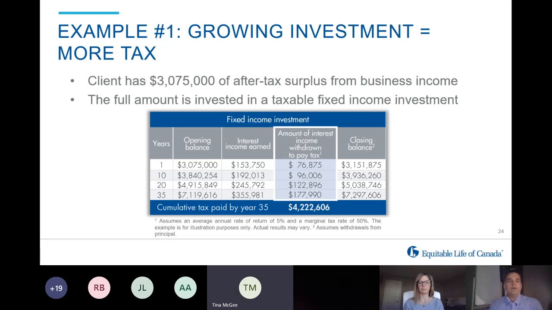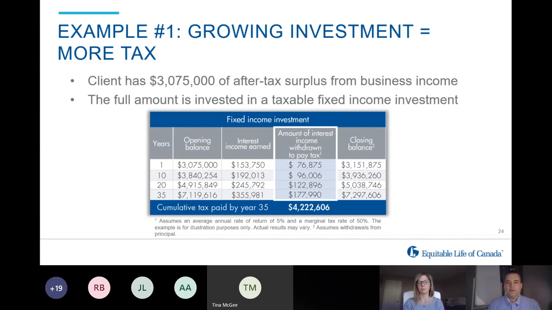So we've got a client that has $3,075,000 and they're earning 5%. And I just used 50% because it's easier math for everybody to follow along. So if they earn 5%, that spits out first year $153,000 in interest. They pay away half of it in tax. Their closing balance at the end of the year is $3 million. You can follow the story, and this is on a 50-year-old. So the example's on a 50-year-old male business owner.